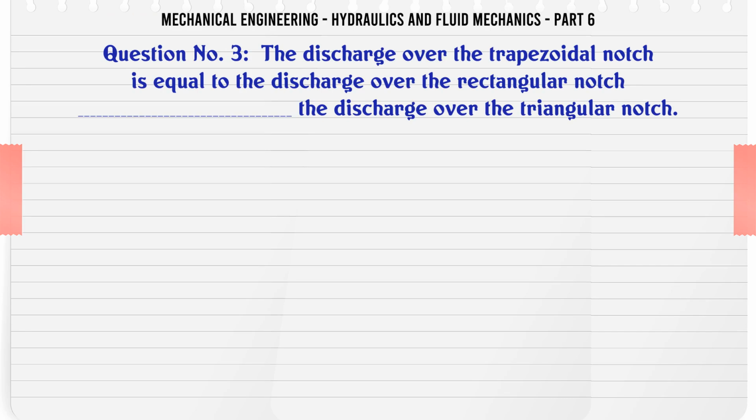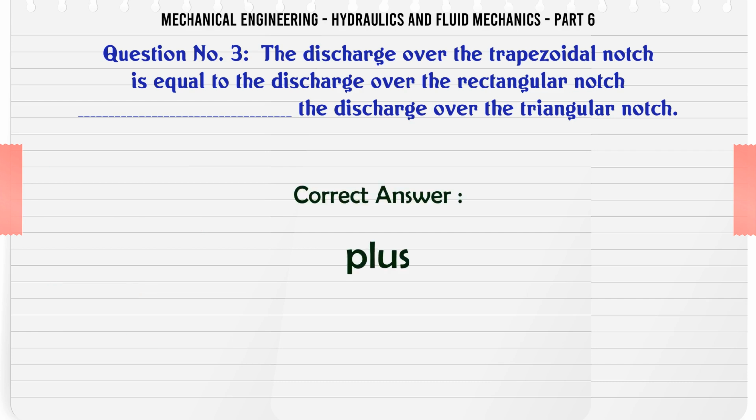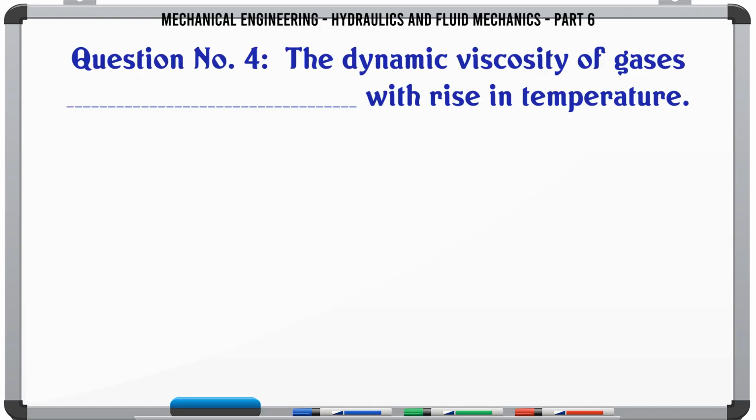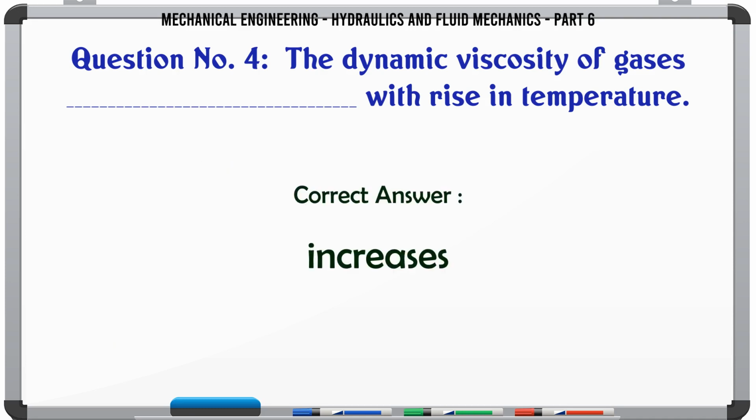The discharge over the trapezoidal notch is equal to the discharge over the rectangular notch plus the discharge over the triangular notch. A. Plus. B. Minus. C. D. The correct answer is plus. The dynamic viscosity of gases with rise in temperature: A. Remains unaffected. B. Increases. C. Decreases. D. The correct answer is increases.